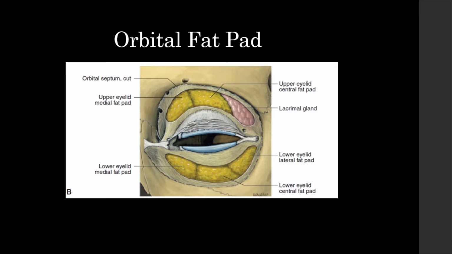Orbital fat pad. They lie posterior to the orbital septum and in front of the levator muscle. And the upper lid consists of two fat pads, that is the medial and the central fat pad. Sometimes the lacrimal gland can also be mistaken for these fat pads. And the lower lid consists of three fat pads, medial, central, and the lateral. Of this, the central is of utmost importance because it lies directly behind the orbital septum and in front of the levator muscle. And the inferior oblique muscle usually runs between the medial fat pad and the central fat pad.